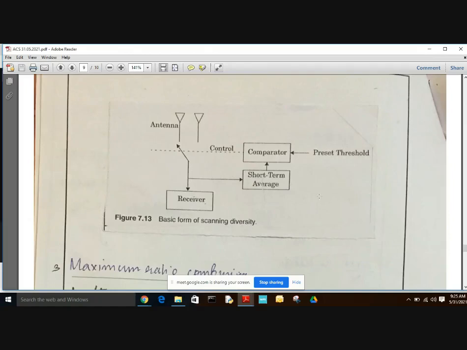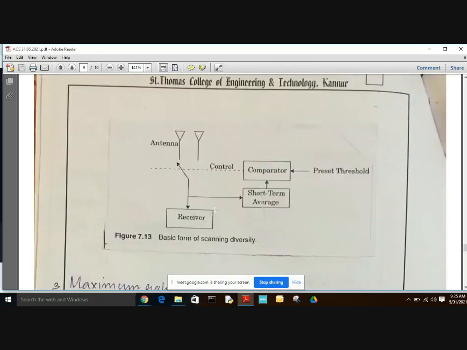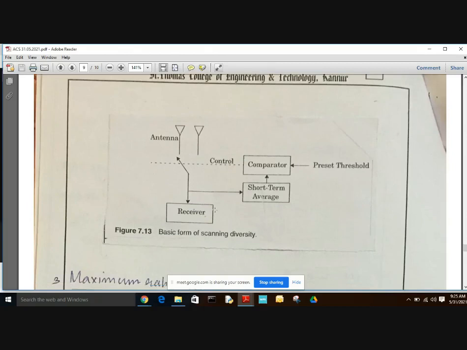Here we have an antenna, and only one receiver. And here we have a comparator. In this comparator, we have a preset threshold. So we are fixing a threshold, and scanning the M signals from the receiving antenna, and based on this threshold value, a signal which comes above the threshold is given to the receiver. Scanning, or comparing, is done until one signal which is above the threshold value is found.